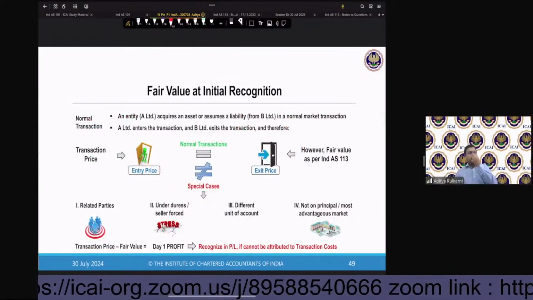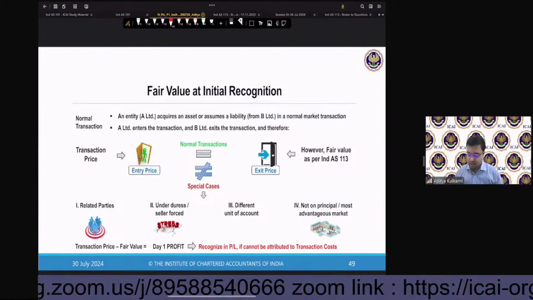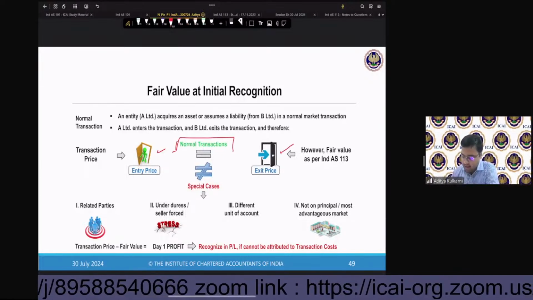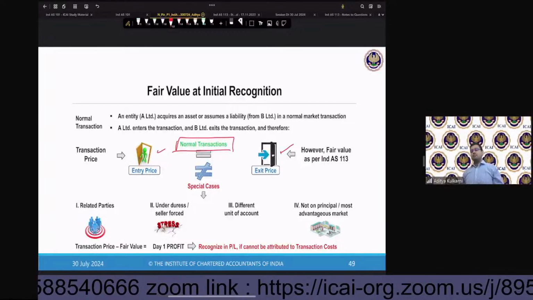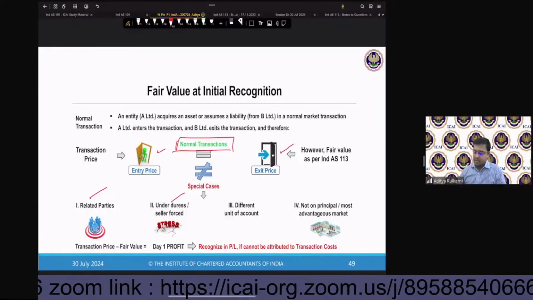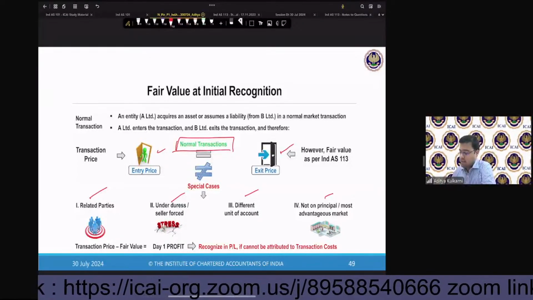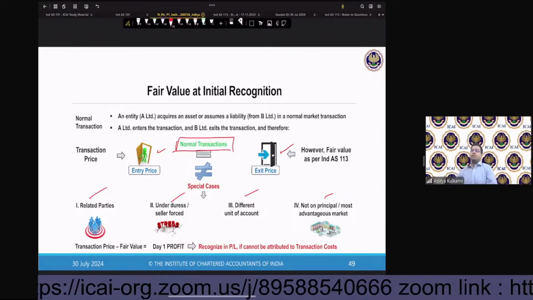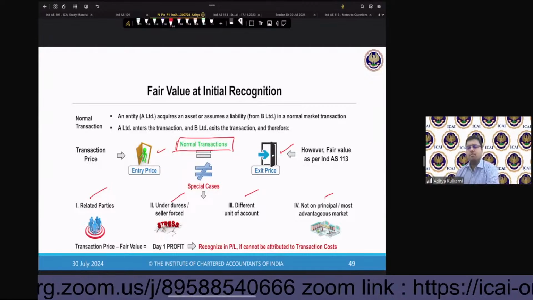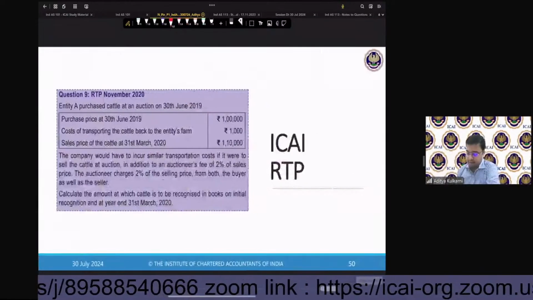Fair value at initial recognition. Normally we call it an exit price valuation, but in some cases, an exit price for me will be an entry price for somebody else. So transaction price is nothing but entry price, and that equals exit price in normal transactions. My exit price, somebody else's entry price will be the same normally. It will be different in the cases of related parties, sale under duress or seller is forced, different unit of account, and finally, not in the principal or most advantageous market. Most of the cases, exit price equals entry price. So that takes care of that.